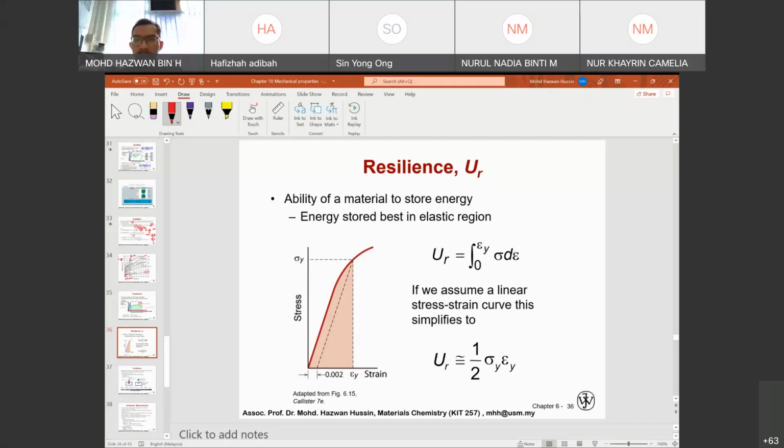strain. If we simplify, if we assume a linear stress strain curve to this, it will simplify to UR equals to half sigma y and epsilon y. Okay, but nevertheless, as what I told you, this is also part of the things that we introduce just for your information. It is not something for you guys to really understand. At least we know.